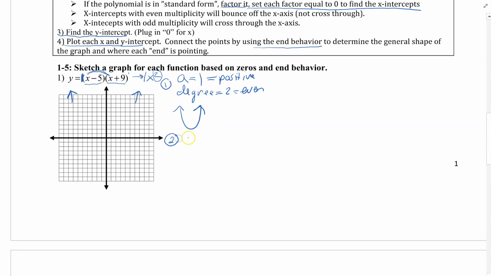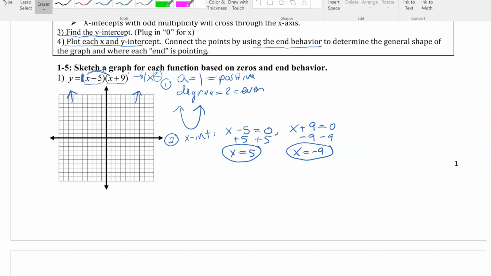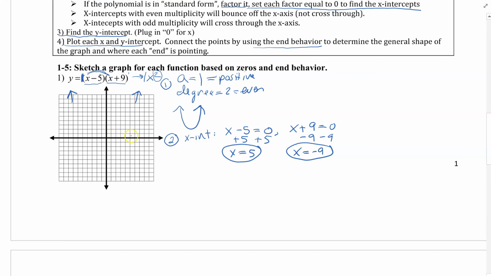Step 2 will be to find the x-intercepts. This one's already factored. This is in what's called intercept form, which is super nice. We just have to take each of those factors and set them equal to 0 to find the x-intercepts. And then from there, it's a nice, quick, simple process. I'm going to have one at x equals 5 and the other one at x equals negative 9. Those are my 2 x-intercepts, and each of those occurs only once. So I'm going to plot those points, one at positive 5 and one at negative 9. Okay, so I've got my x-intercepts.